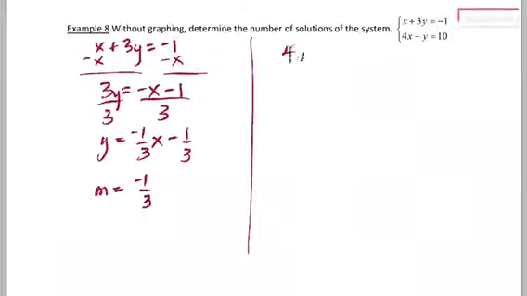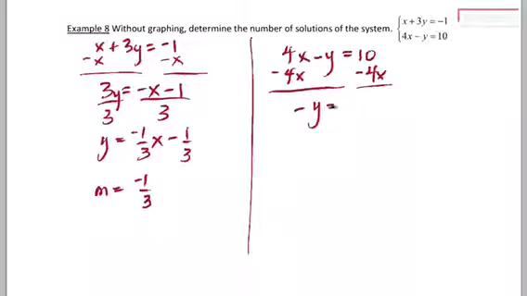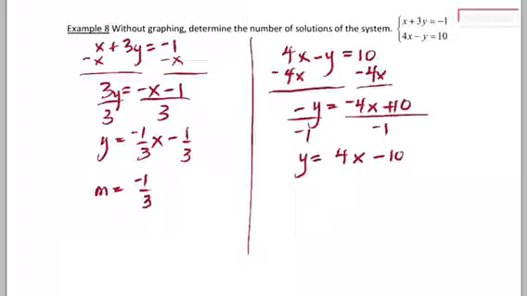We have 4x minus y equals 10. Solving for y, I subtract 4x from each side. I have negative y equals negative 4x plus 10. Now I'm going to divide by negative 1 on each side, and I have y equals 4x minus 10. The slopes are different. They are not opposite reciprocals of each other, so these will have one solution.